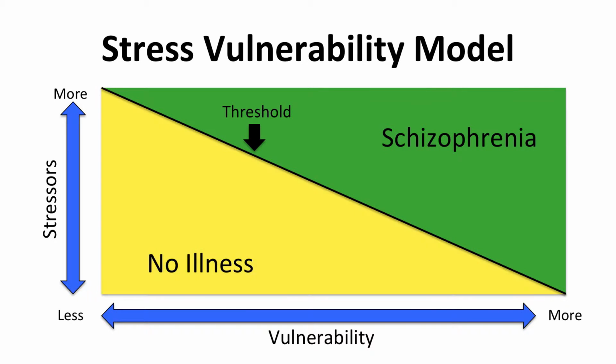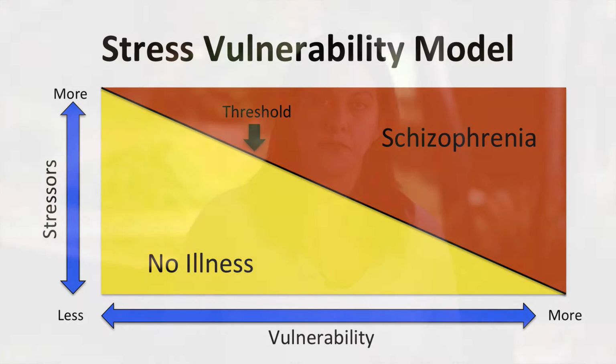People on the bottom left are those who do not develop schizophrenia, and people on the top right are those who do develop schizophrenia. Looking at the left side of the graph, you can see that people who have no biological vulnerability to schizophrenia won't develop the disorder, even if they experience tremendous stress. The majority of people fall in this category. For those who do have a vulnerability, you can see that as vulnerability for the disorder increases, less stress is needed to bring about the disorder.